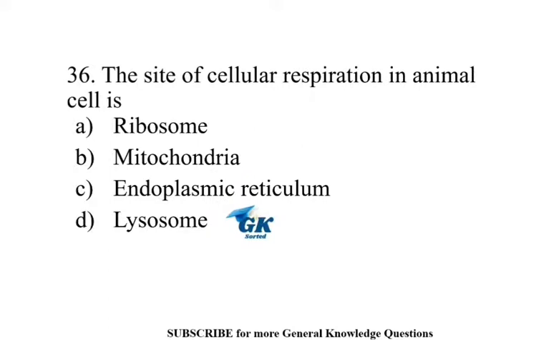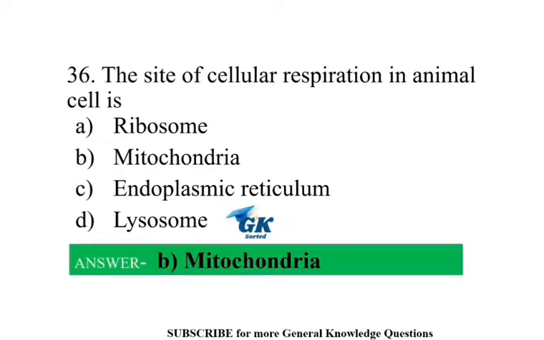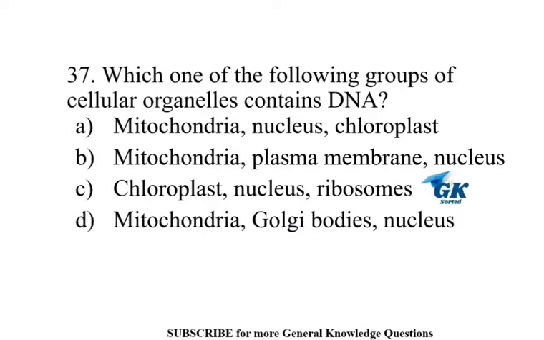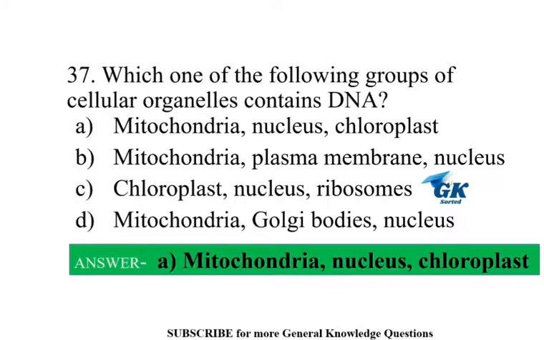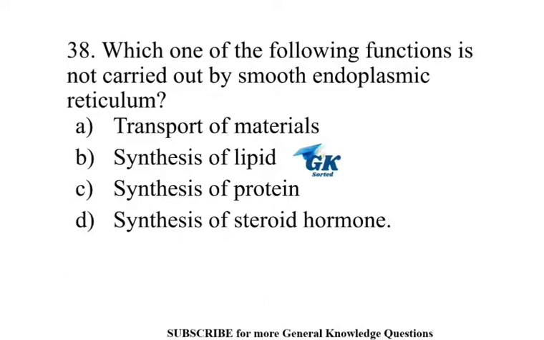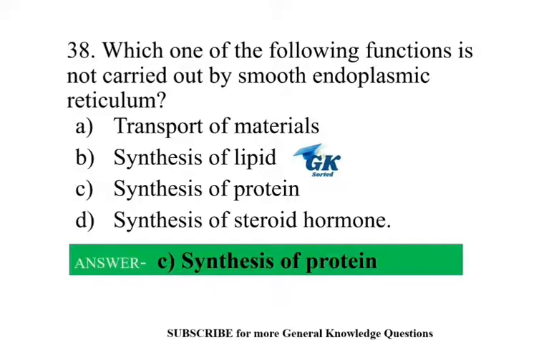The site of cellular respiration in animal cell is mitochondria. Which one of the following groups of cellular organelles contains DNA? Mitochondria, nucleus, chloroplast. Which one of the following functions is not carried out by smooth endoplasmic reticulum? Synthesis of protein.